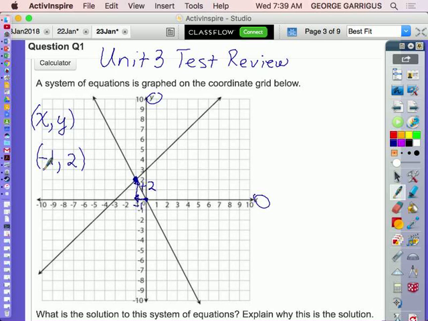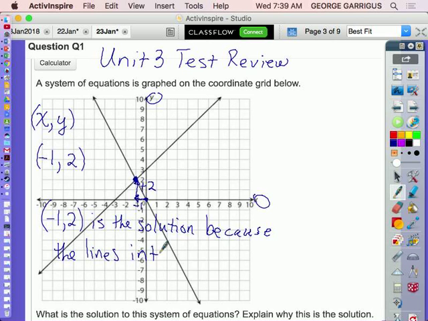There was a second part to the answer, and you just had to describe why -1, 2 was an answer. -1, 2 is the solution because the lines intersect at that point. As you do your test corrections, feel free to pause the video and do your corrections.